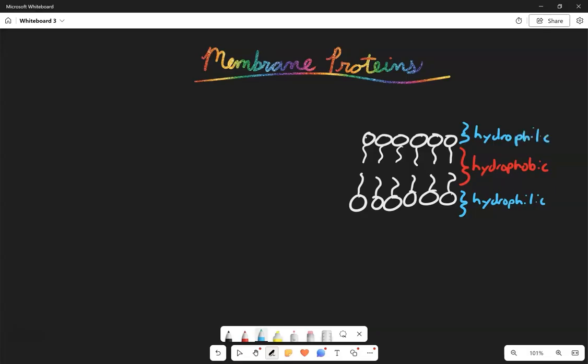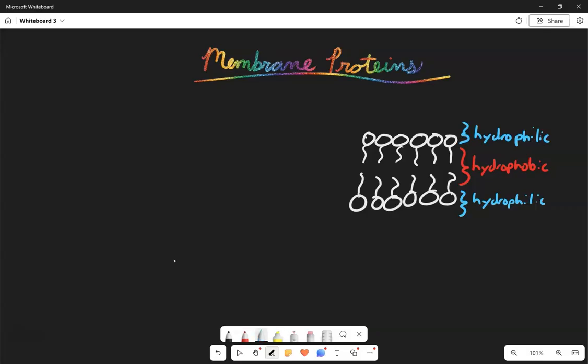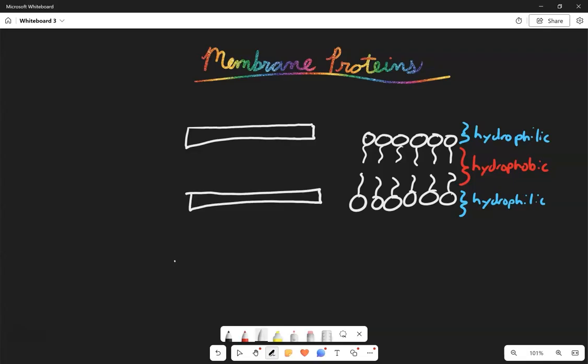Okay. And so that creates an interesting sort of setup for some different membrane proteins and the way the proteins interact with the membrane itself. So you can have a membrane. So let's draw a little bit of a more simplistic membrane. And I'm going to just sort of draw it like this. There. Maybe something like this. And then we'll draw the tails.